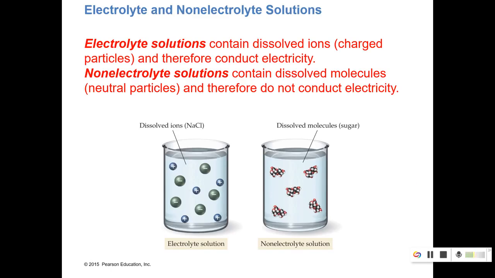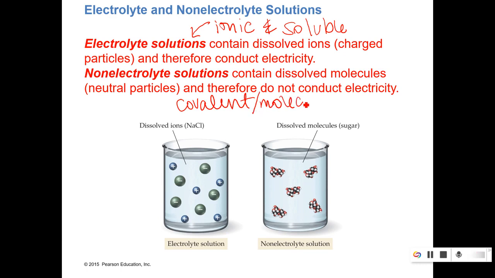So back to our separation of the compounds. Remember that electrolytes are going to be ionic and soluble, which means they do dissolve and they conduct electricity. If they're non-electrolytes, these are generally covalent/molecular. They do dissolve, but because of that, they don't conduct electricity, because there's no ions, none of those charges are present to conduct that electricity that's needed to be conducted.